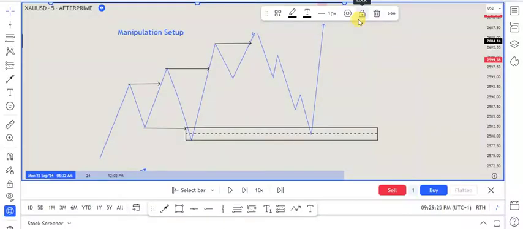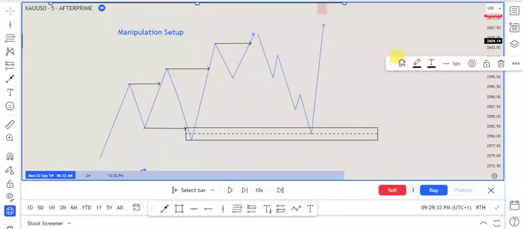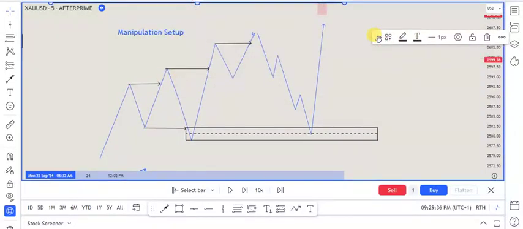Now I'm going to start by explaining the manipulation setup for those who didn't get it the last time. What is the meaning of manipulation? That is what forex is all about, because the big guys that are trading want you to think that the market wants to do a certain thing, but then it will do another thing. That's why you lose trades almost every time and almost every day.